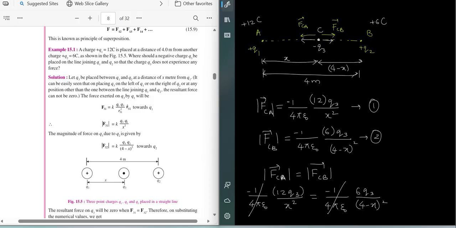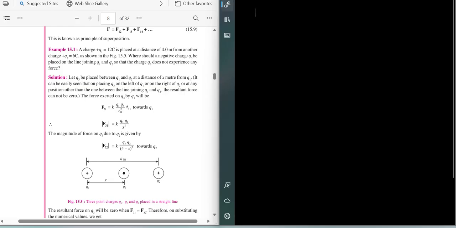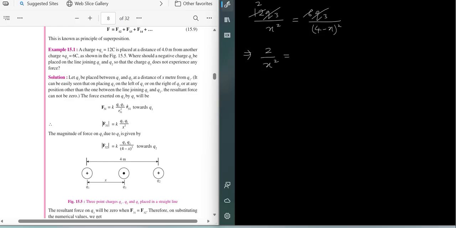Okay, so what will remain is 12 Q3 upon x square is equal to 6 Q3 upon 4 minus x whole square. Now Q3 also gets cancelled. That's why the Q3 value is not required here. And 6 and 12 get cancelled. This will become 2 upon x square is equal to 1 upon 4 minus x whole square. On solving, you will get 2 into 4 minus x whole square equal to x square.